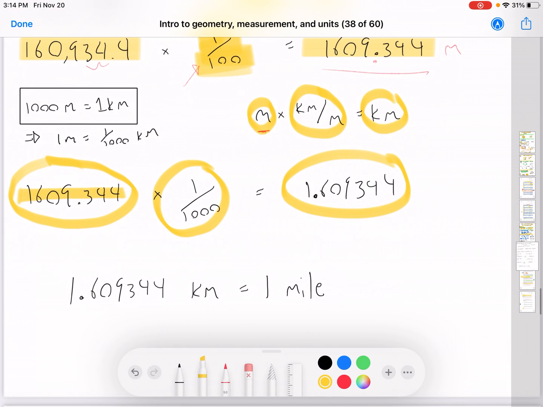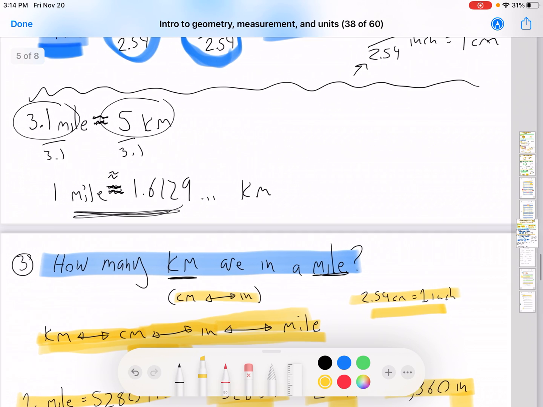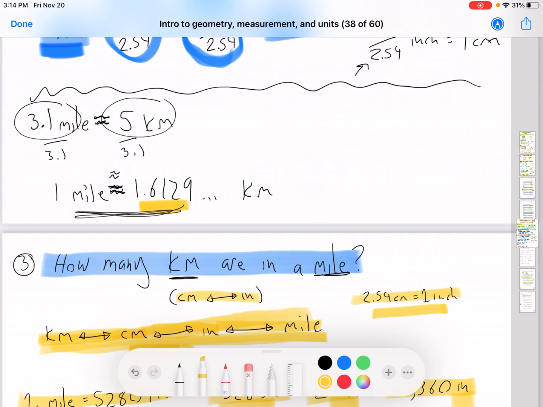And so we can then say 1.609344 kilometers is equal to 1 mile. And that is slightly different from the quick abbreviation we had up here.